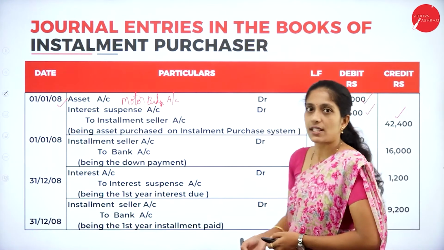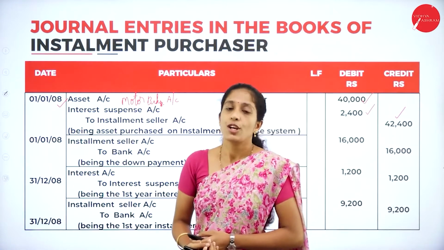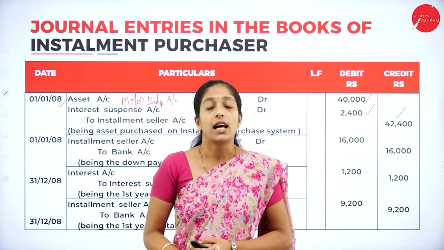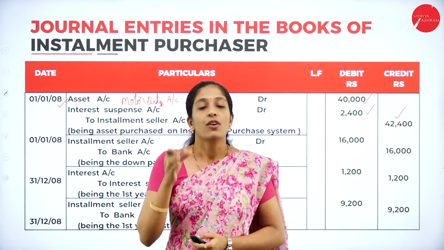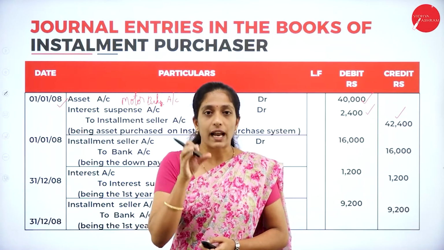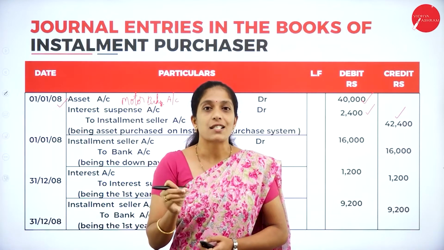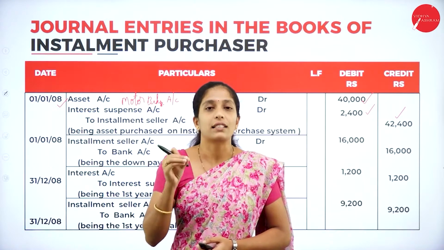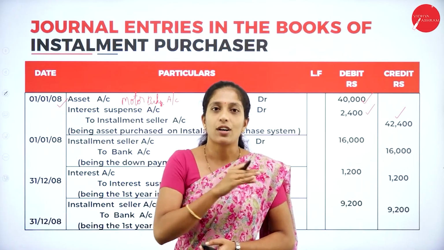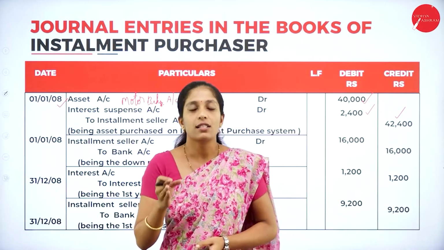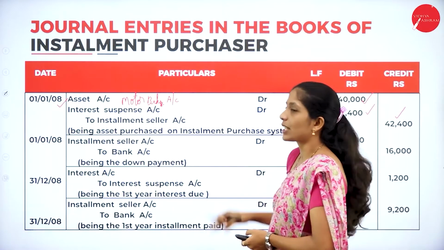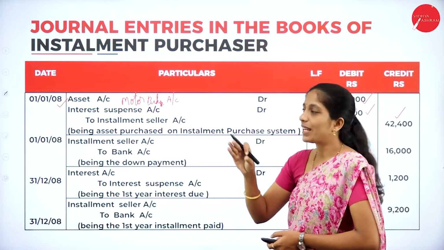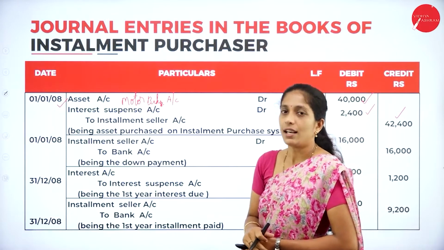Hope you are clear with the first entry, that is for asset purchased. So what is the entry? Asset account debit, interest suspense account debit, to installment seller account. For asset account, you write the cash price of the asset. For interest suspense account, you add all the 3 years interest and record the amount. And to installment seller account, add asset account as well as interest suspense account, so the total will be transferred to installment seller account.